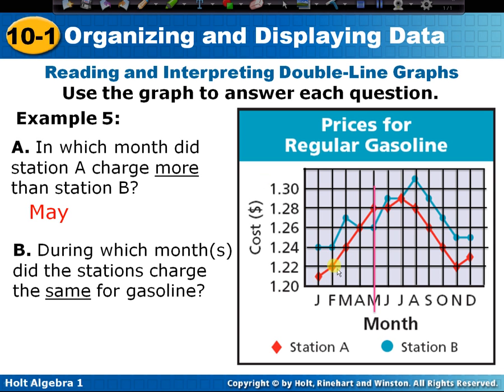So here in January they're not the same. They're not the same in February. They're not the same in March. They are the same in April. So April's going to be one of them. They're not the same here, but they are the same here. So that would be July. And nowhere else are they the same. So we're going to put April and July for our answers for B. Make sure you have all that written before you move on.